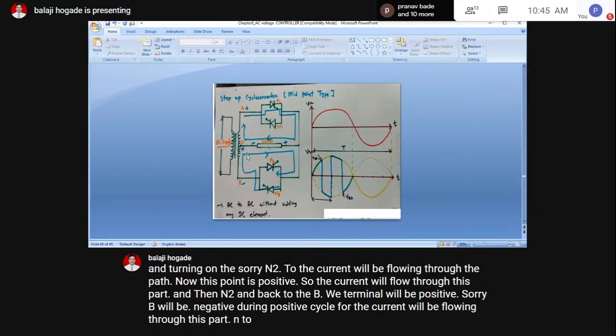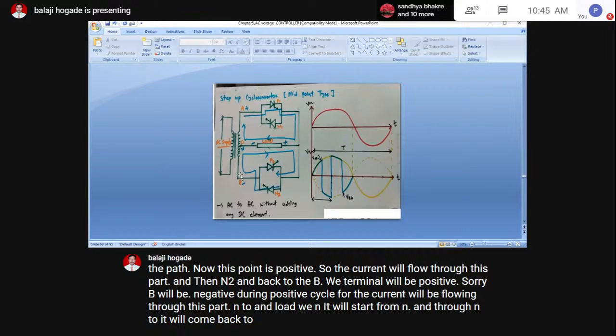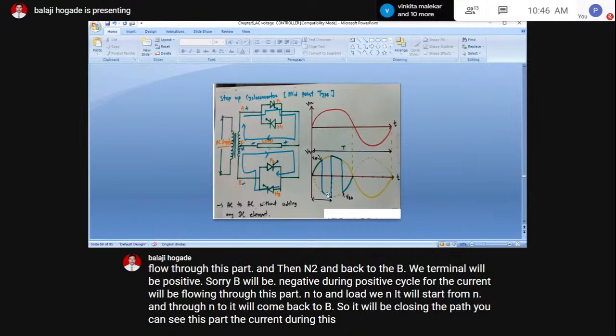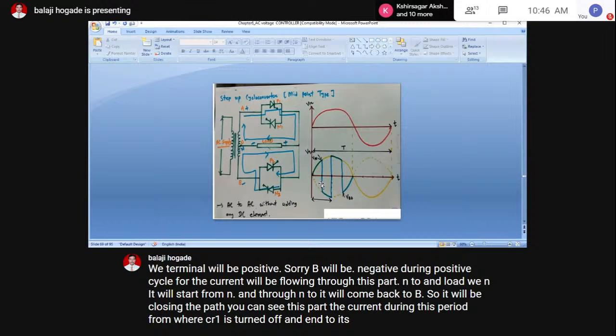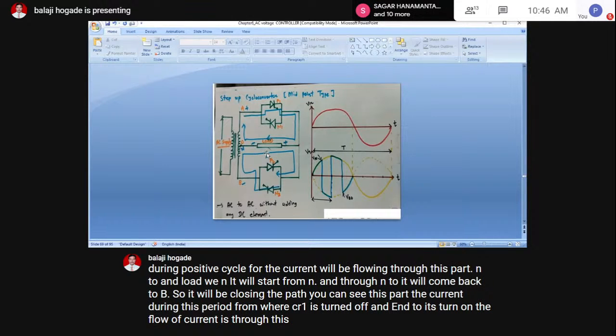N2 and load Bn. It will start from N and through N2 it will come back to B. So it will be closing the path. You can see this path, the current during this period from where SCR1 is turned off and N2 is turned on, the flow of current is through this path. N terminal, then this way N2 and back to the B terminal.